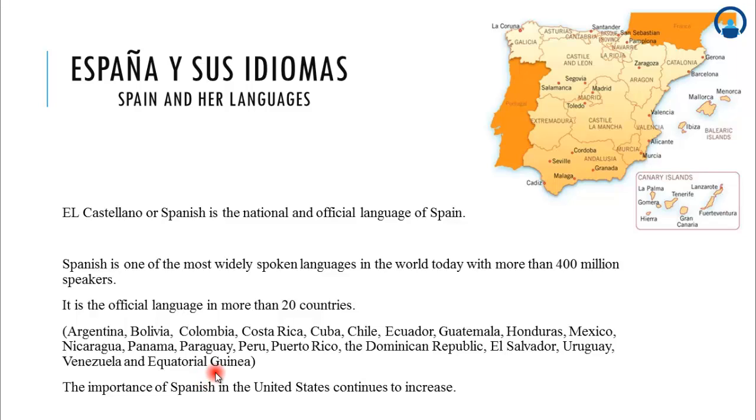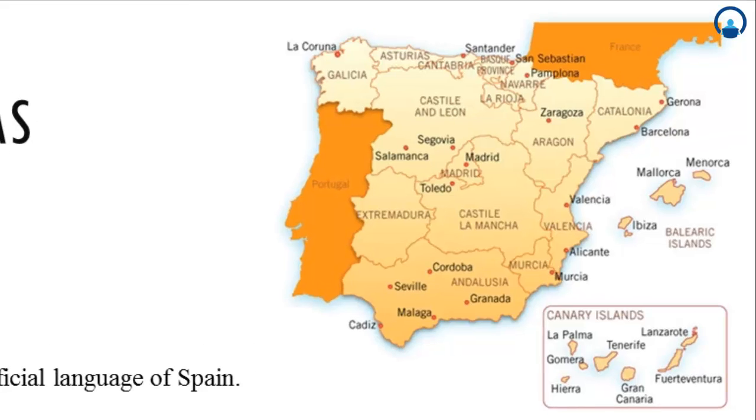El Castellano or Spanish, also called Español, is the national and official language of Spain. The map of Spain on the top right corner illustrates the regional distribution of languages across Spain. In Catalonia, they speak Catalan with its variants. In Valencia, they speak Valenciano, and in the Balearic Islands, they speak Mallorquin. In the Basque country, above, the language spoken is Vasco, and finally in the north, in Galicia, they speak Gallego.